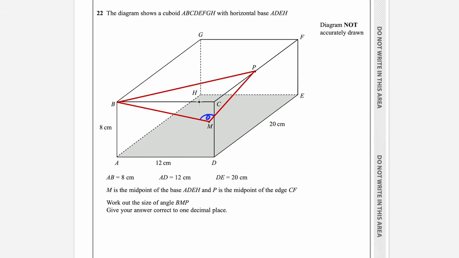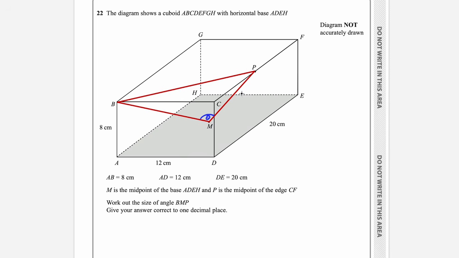Okay, so BMP. Because it's a non-right angle triangle, I'm going to have to use sine rule or cosine rule. I don't have any angles and I don't have any sides. I'm not going to be able to find any angles apart from this one without all the sides. So I'm going to get all the sides and then use cosine rule. That's the plan. Let's start with the easier one.